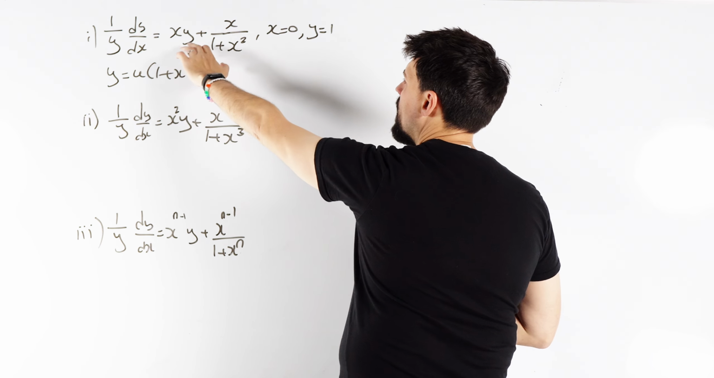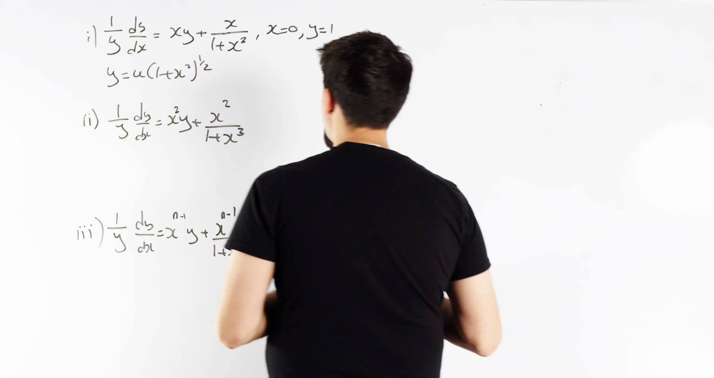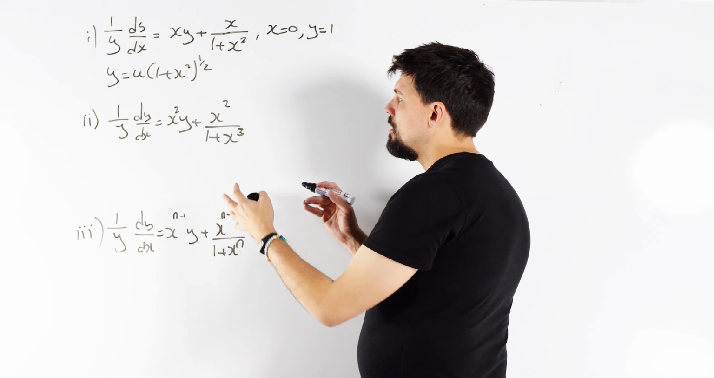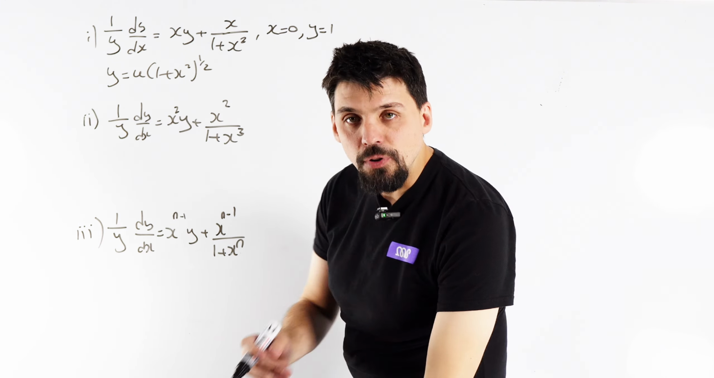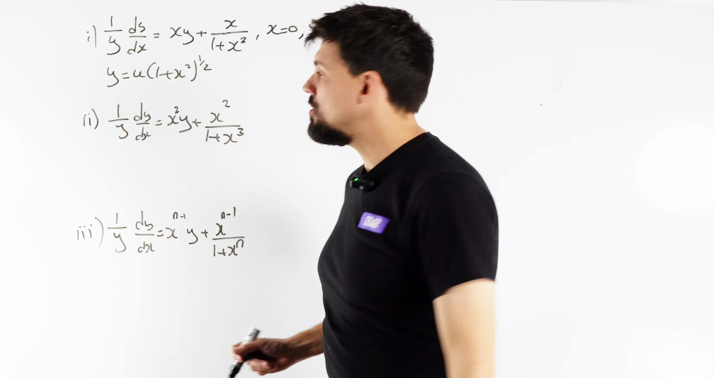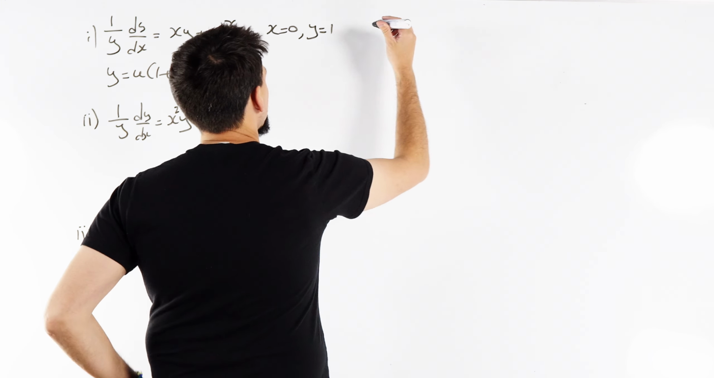X is 0 and Y is 1. Let's go. Let's solve it. And then in step fashion, we are going to use the ideas from here to try and solve increasingly difficult problems, as is tradition.